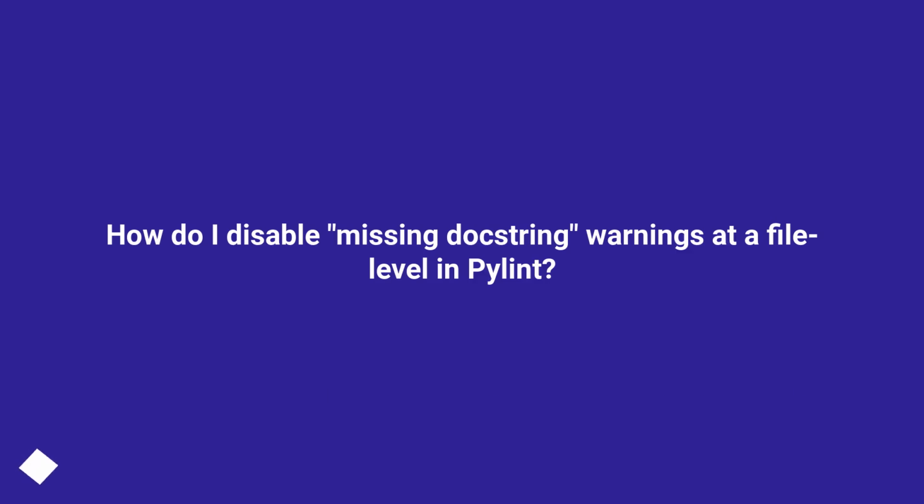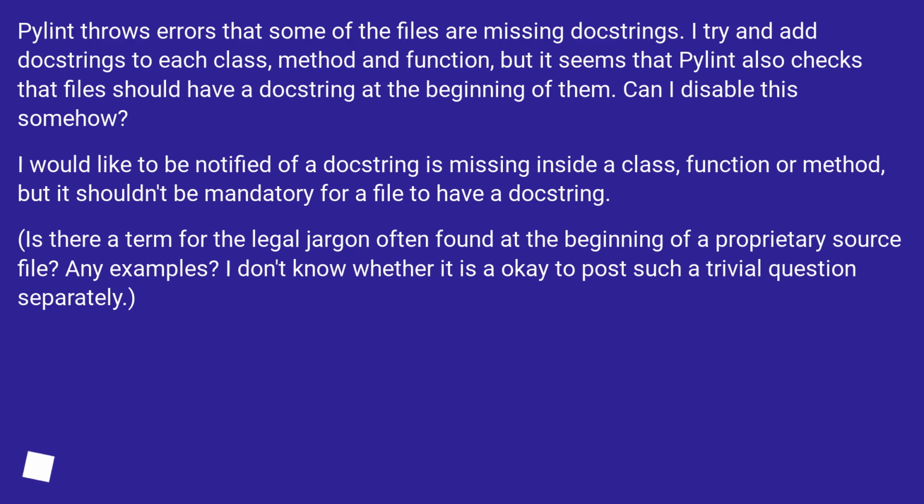How do I disable missing docstring warnings at a file level in Pylint? Pylint throws errors that some of the files are missing docstrings. I try and add docstrings to each class, method and function, but it seems that Pylint also checks that files should have a docstring at the beginning of them. Can I disable this somehow? I would like to be notified if a docstring is missing inside a class, function or method, but it shouldn't be mandatory for a file to have a docstring.